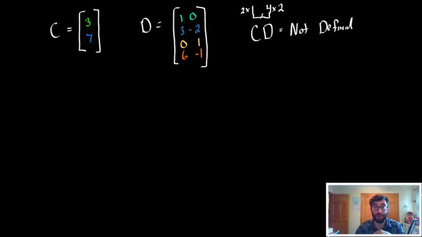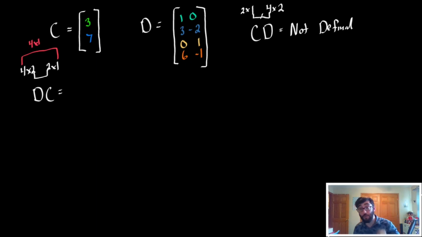So unfortunate, but let's go ahead and see it the other way. Let's see if D times C would end up working out, okay? This one actually is going to work out because D, as we just established, is a 4 by 2, and C is a 2 by 1, so these inner dimensions match, so they can be multiplied. And remember, the outer dimensions are actually going to help us figure out what the dimensions of the final answer are going to be. Our final answer is going to be a 4 by 1, okay? So 4 rows, and only 1 column.